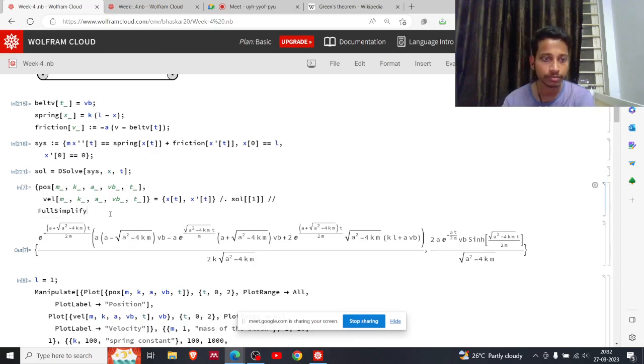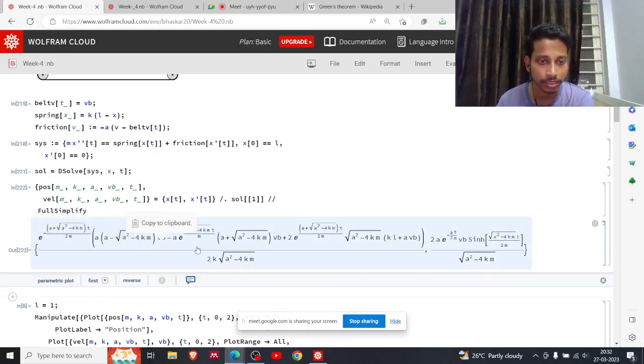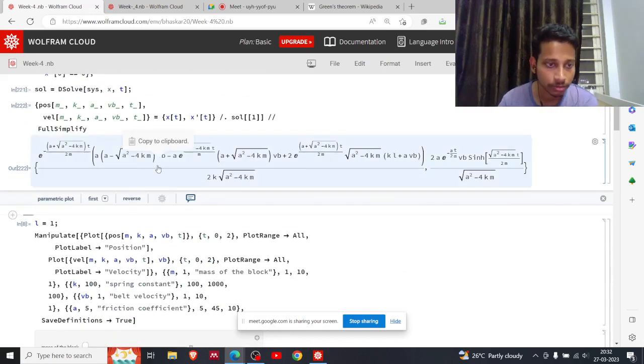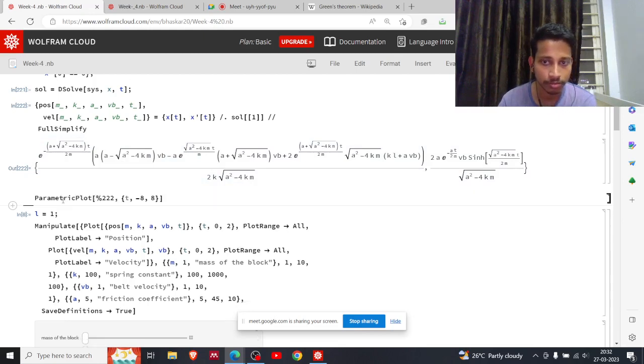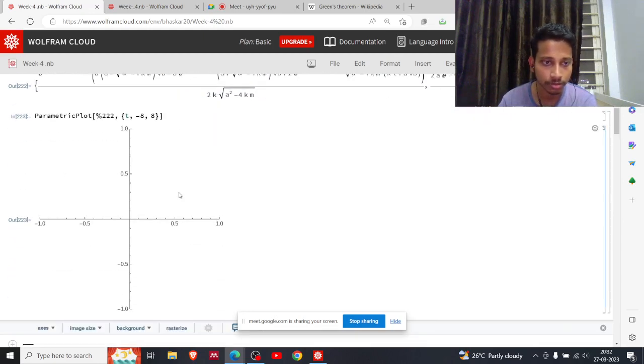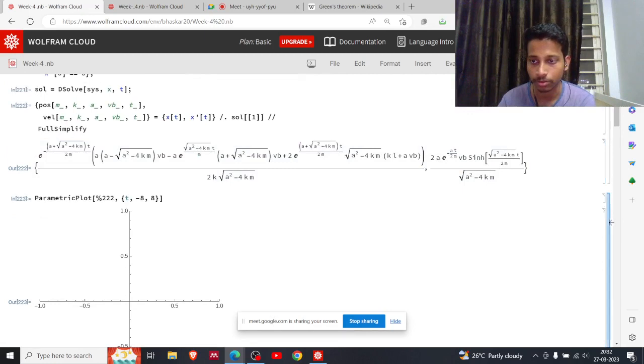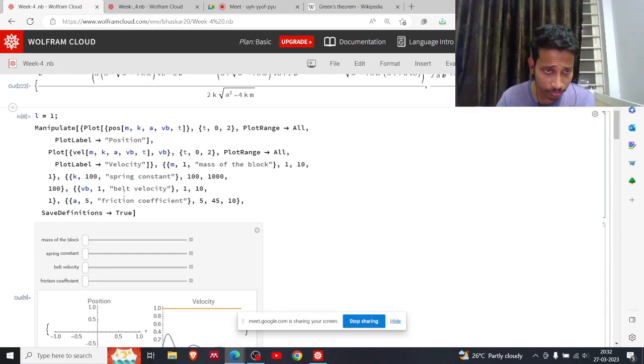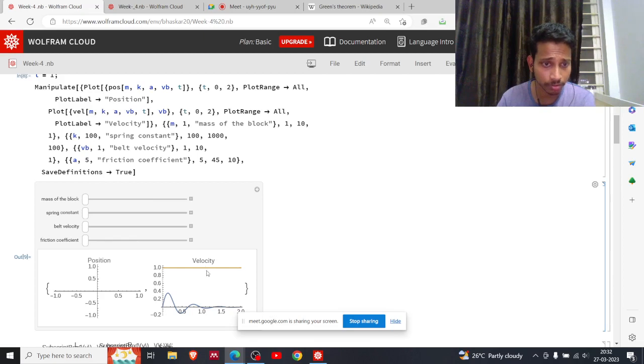And now, using FullSimplify, we get these two solutions. First one is the position and the second one is the velocity. Now we can do the parametric plot. Okay, no, that parametric plot will not work anymore. So now we will use Manipulate to see how the position and velocity work.